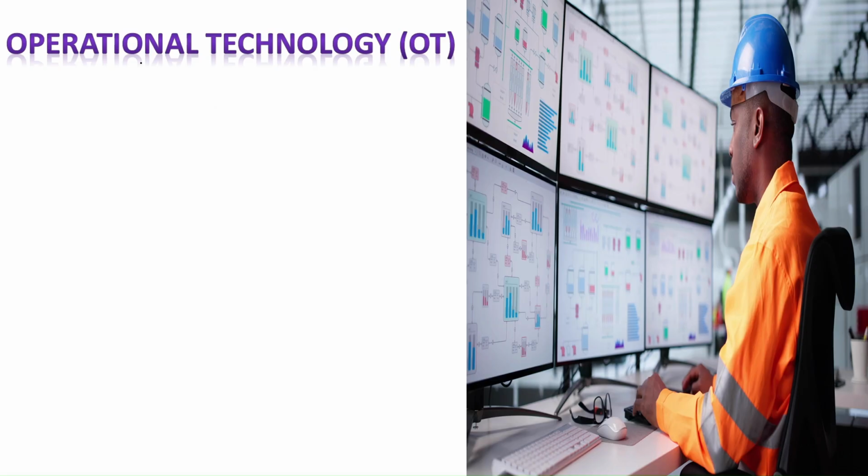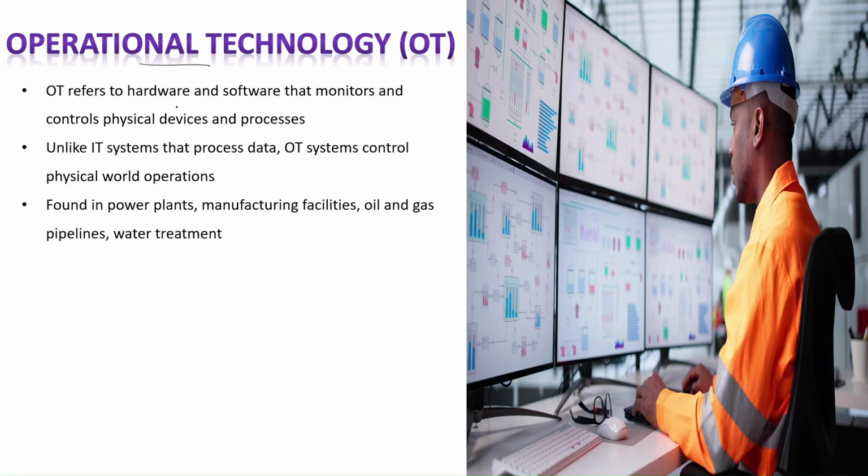Inside ICS we have operational technology, or OT. OT refers to hardware and software that monitors and controls physical devices and processes. Unlike IT systems that process data, OT systems control physical world operations. They are found in power plants, manufacturing facilities, oil and gas pipelines, and water treatment plants.